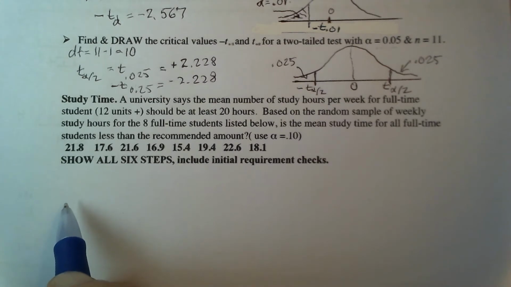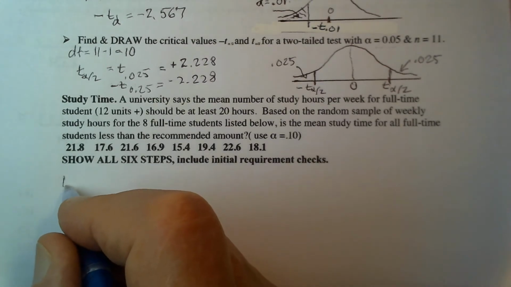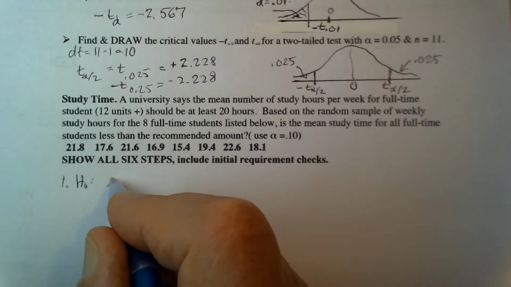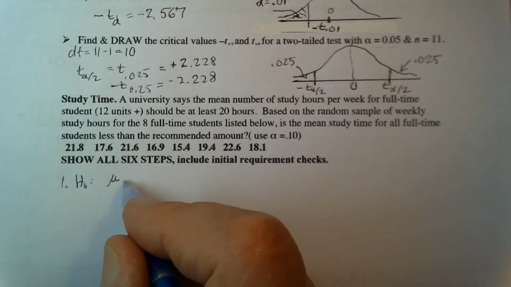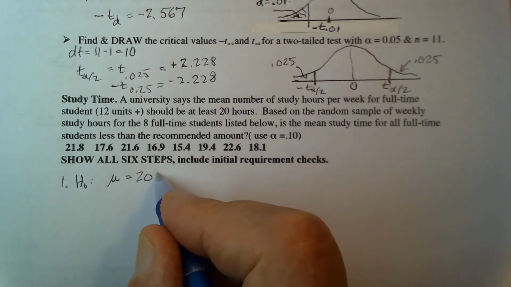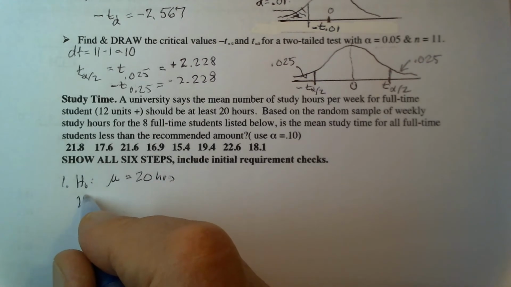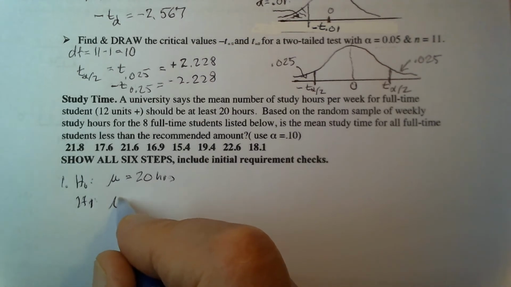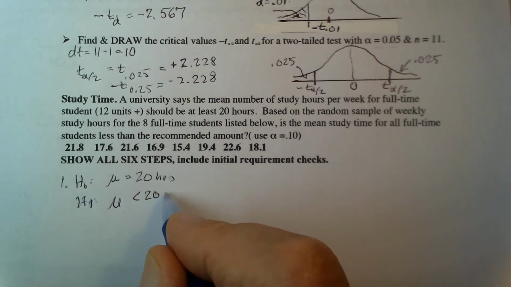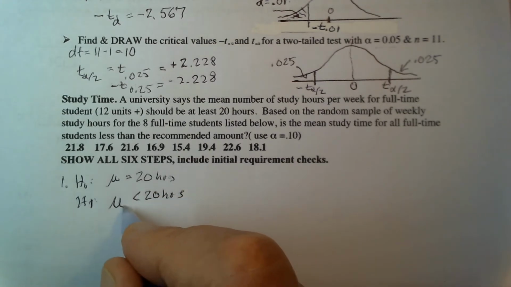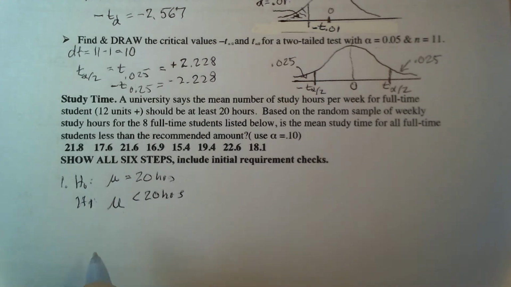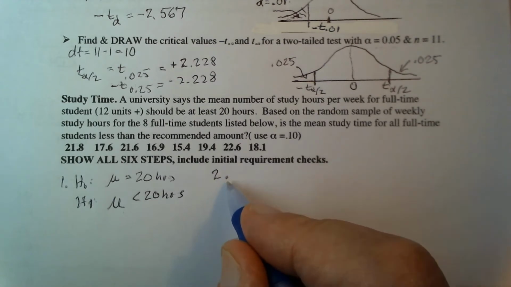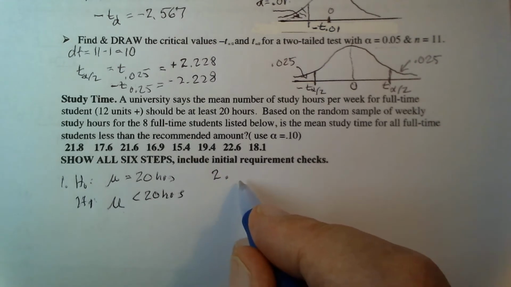There's 5 steps here. Number 1, our null hypothesis would be that the mean number of hours studied is 20. And our alternative hypothesis is mu is less than 20 hours. Next, we need to find our critical value and rejection region. So this tells us it's a left tail distribution.